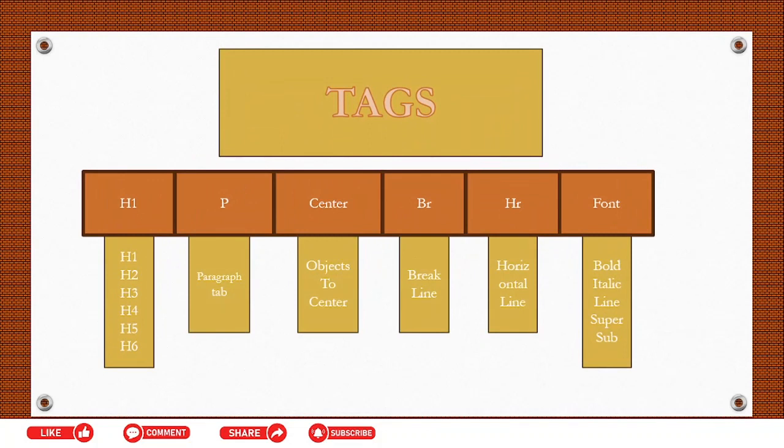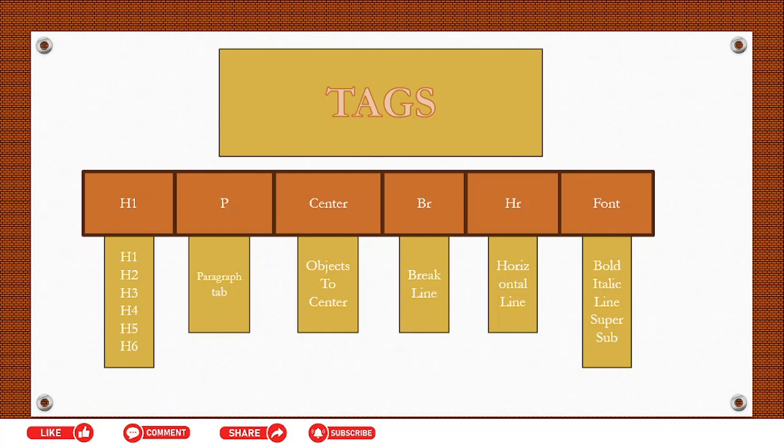H1 or header tags are used to add headings to the web page. H1, H2 to H6 are the different sizes of header tag you can avail. The following is the paragraph tag. Paragraph tags are used to mark different paragraphs. It has pre-adjusted settings regarding the space between words, the space between lines, and the spaces between different paragraphs.